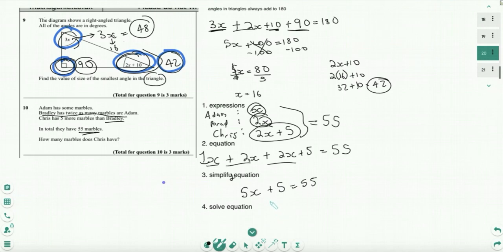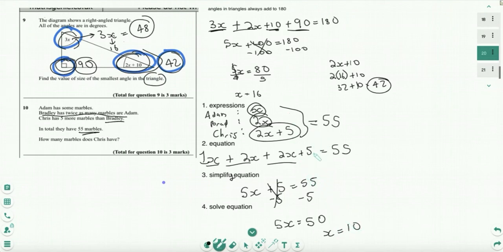Now we're going to solve it. So x times 5 plus 5, so we're going to get rid of the plus 5, so minus 5. Plus 5 and minus 5 cancel out. We're left with 5x on the left-hand side equals 55 minus 5 is 50. Oh, this one's pretty easy. 5 times something is 50. X must be 10.